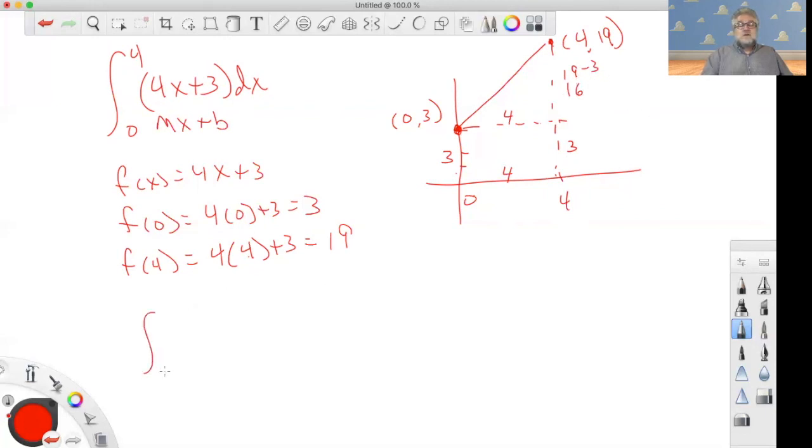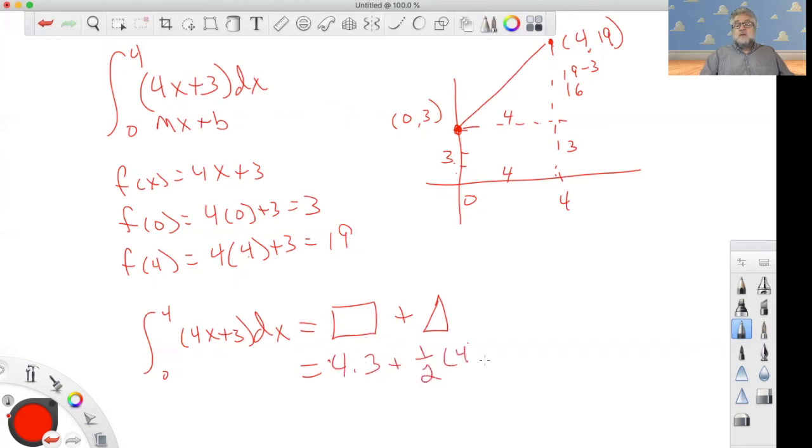Okay, so the area under my curve of 4x plus 3, the dx tells me what variable I'm using here, I'm using x, is the area of the rectangle plus the area of the triangle. So that's going to be 4 times 3 plus 1/2 base times height. So that's 12 plus, half times 4 is 2, 2 times 16 is 32. So this comes out to be 44. Ta-da!